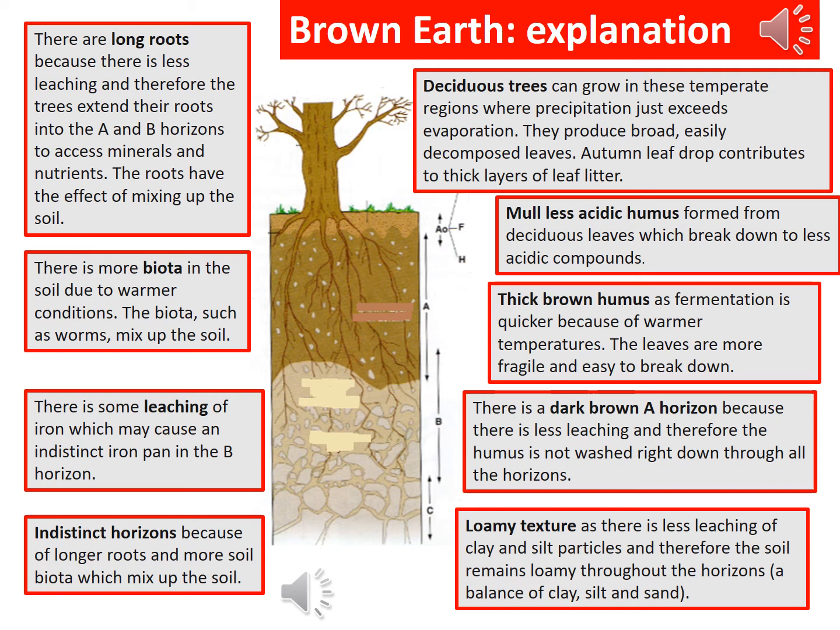Next, more biota. Why do we have earthworms? Because it's warmer. That's simply because they can survive here. Okay, it's warmer, so earthworms love it. Last thing, long roots because there's less leaching. So remember in the podsol you had the conifers with the short roots because all of the nice nutrients were washed out. Here we don't have that. The roots go right the way down into A and B because they can still get enough minerals and nutrients out of both horizons. And at the end, what I said earlier, they mix up the soil as well.